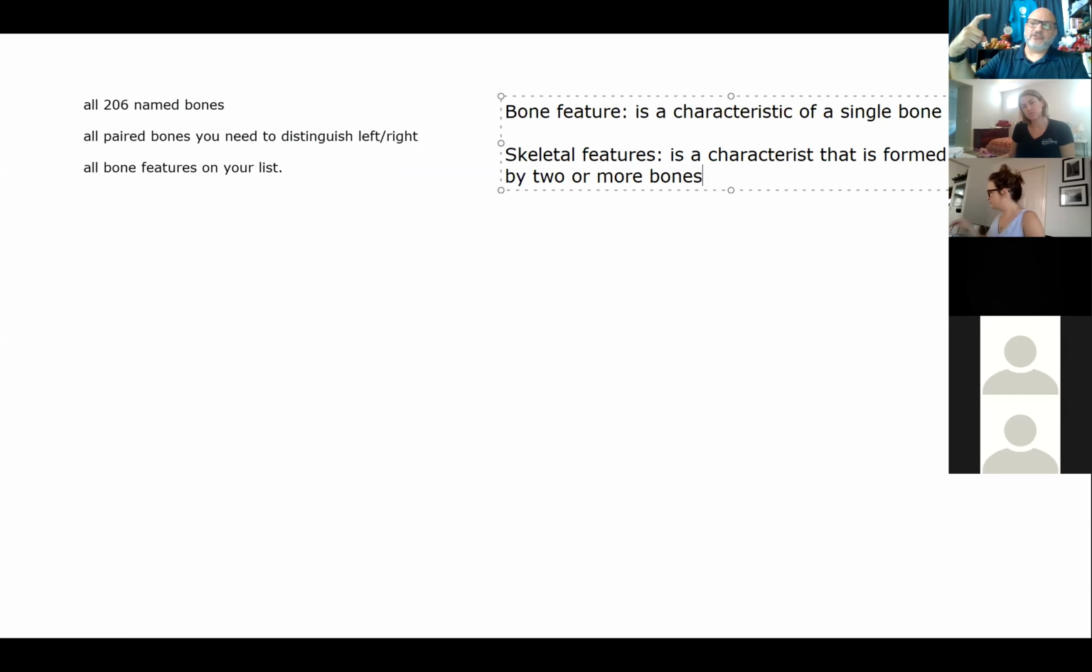Now, if I just have one of those bones by itself, do I have that arch? No, I have a piece of it, but I don't have the arch. If I have the other one by itself, I don't have the arch. I only get the arch when I put the two of them together. So this is a bone feature of this bone. This is a bone feature of this bone. And when I put those two bone features together, I get an arch. All right? So a skeletal feature is a feature that is formed by two or more bones, period, end of story. So what do you think a skull feature would be then?